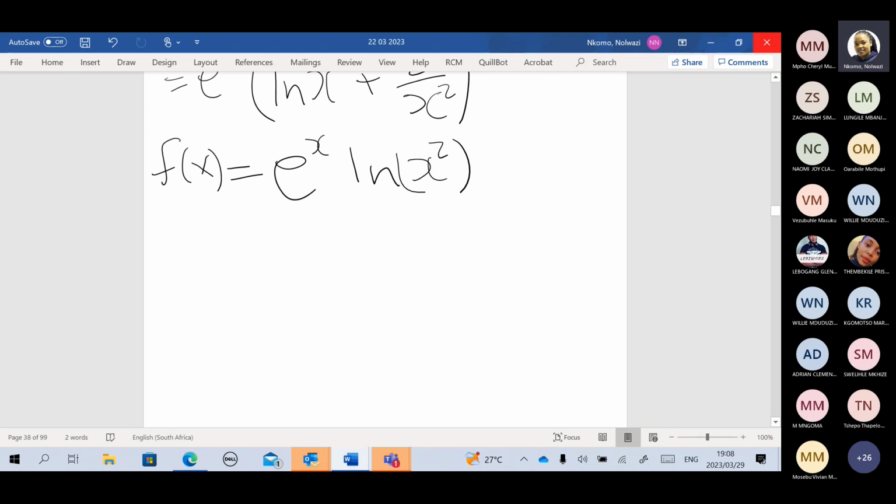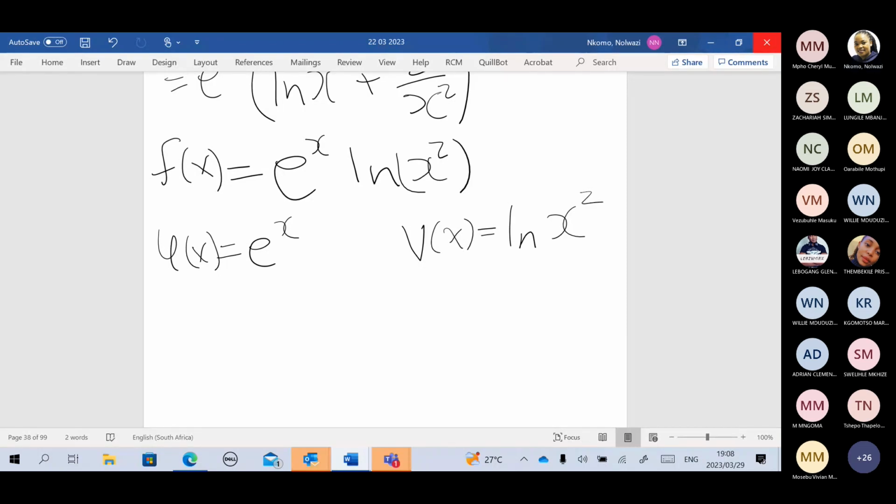Okay, let's do it together. We have a product of two functions, right? I'll let u of x be e to the power x and v of x be ln x squared. u of x is straightforward, the derivative of this function will be this function. But check v of x: we have ln x squared, with an outer function and an inner function.